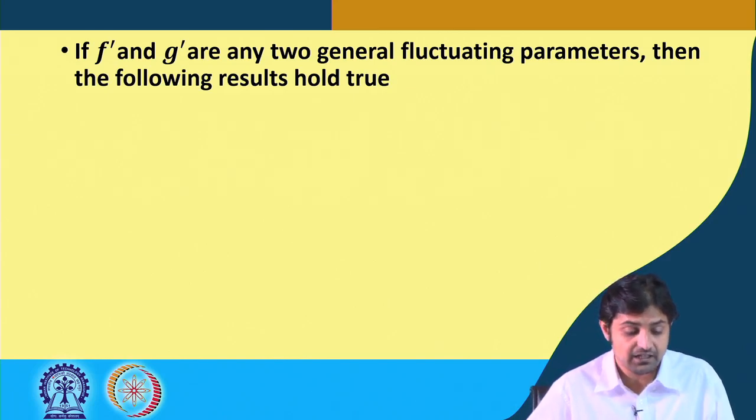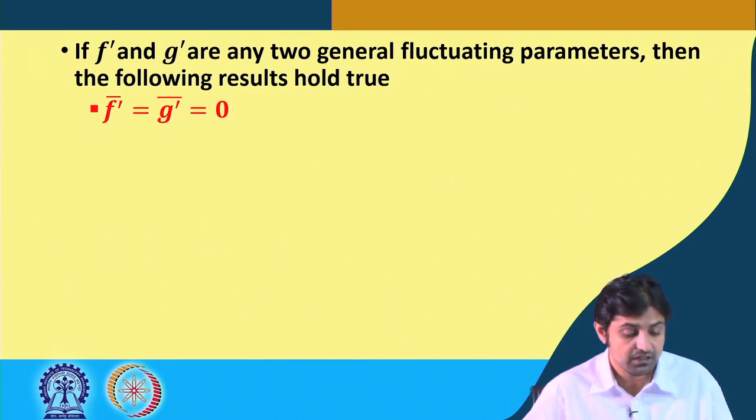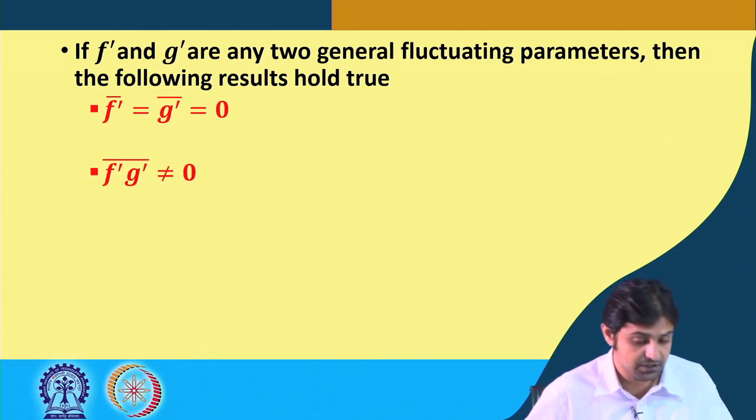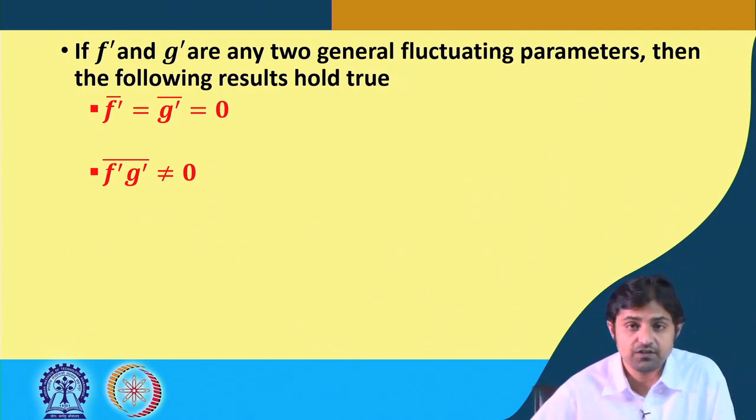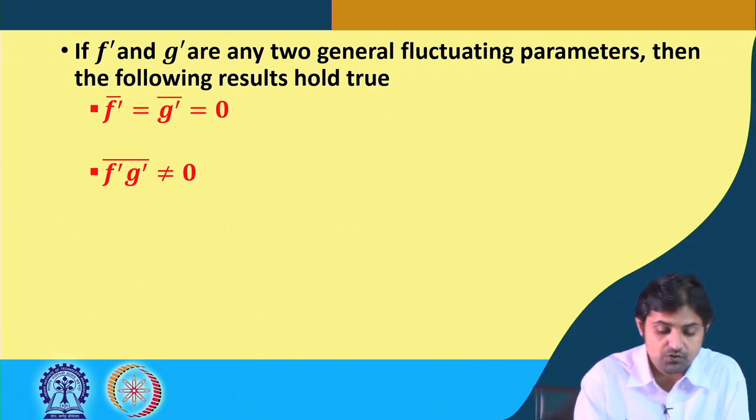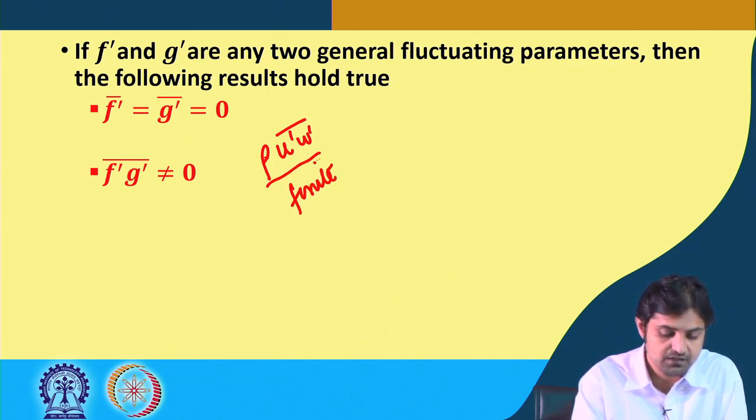So, if we say that f prime and g prime are any two general fluctuating parameters, we also dealt with this in our previous slide, then the average of f prime and the average of g prime is going to be 0. Also, we know that f prime multiplied by g prime and averaged is not equal to 0. If you recall, we had the Reynolds shear stress u prime w prime. If this was 0, then there would be no Reynolds shear stress, right? But this is not equal to 0, therefore it is a finite shear stress.